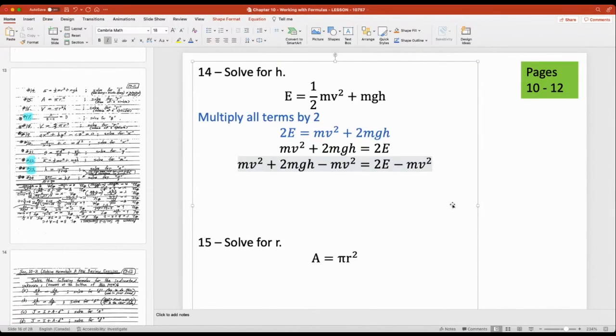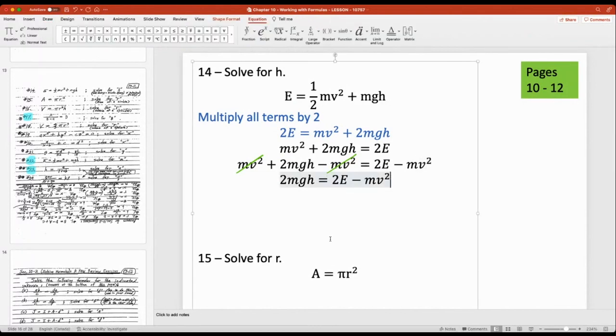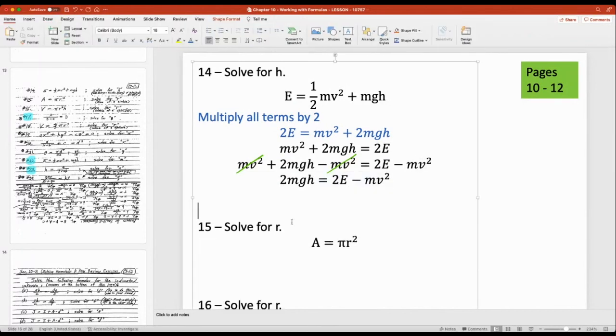In this case now, the MV squareds are going to cancel on the left side. So let's cancel those out. And that leaves you with something a lot simpler. Ultimately, we're trying to solve for H. Anything in this term here that's not an H needs to be divided away because all of these numbers are multiplying by the h. So what I can do here is divide both sides by 2, by m, and by g.